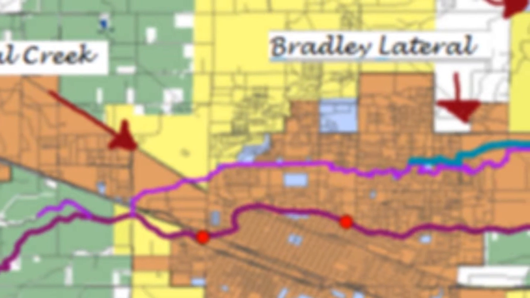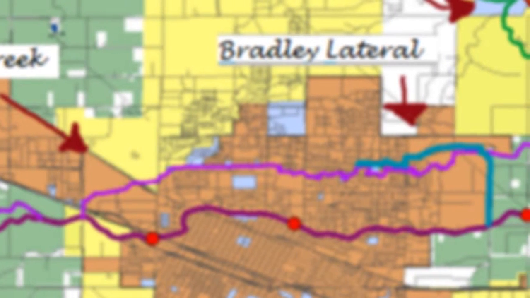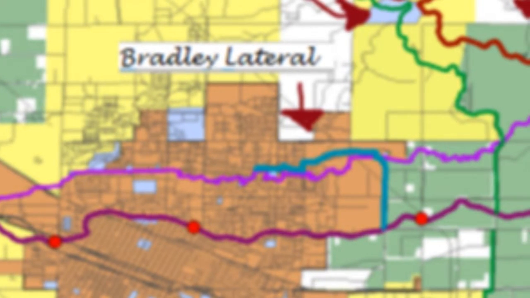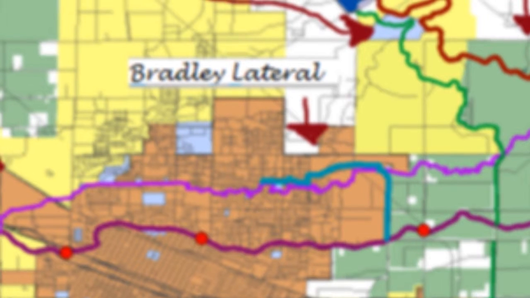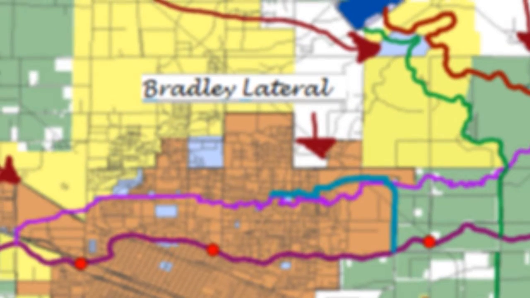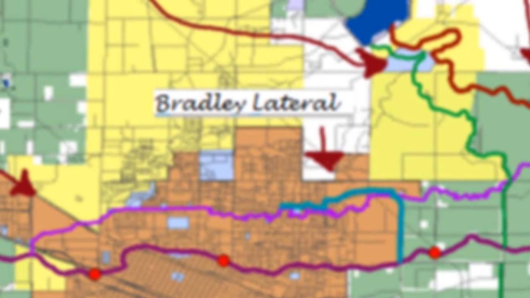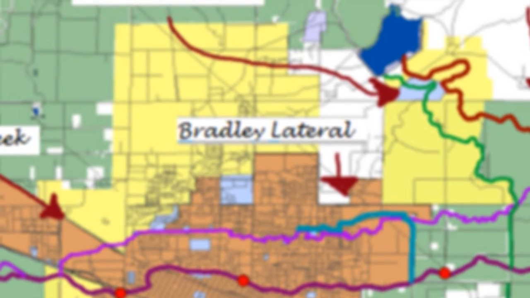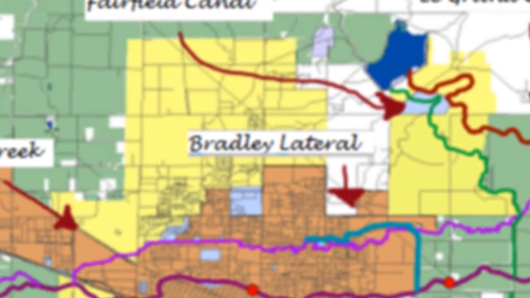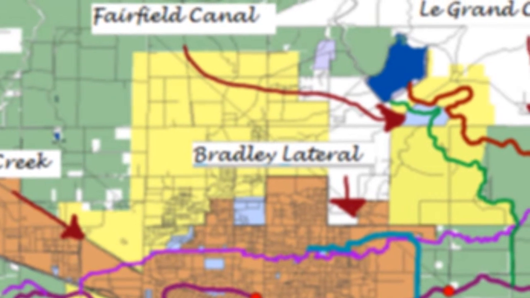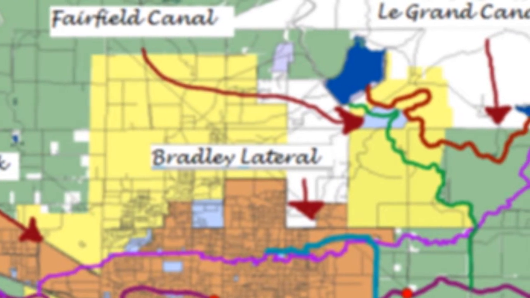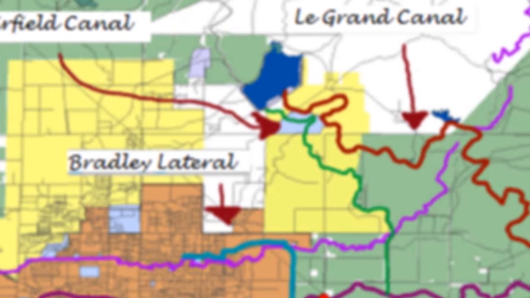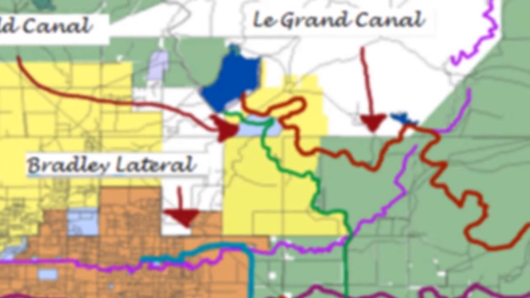The next river would be Bradley Lateral, and you can see that it's this light teal color here, which contributes in between our second data point and our 3rd data point. Then the next layer we're going to apply is the Fairfield Canal. It's a bit hard to see, but it's this darker green river that contributes before the 2nd data point and after our 1st data point. And our last river is La Grande Canal, and it contributes right before the 1st data point.